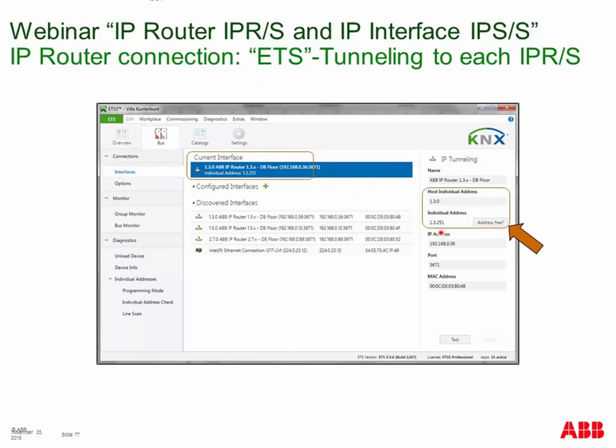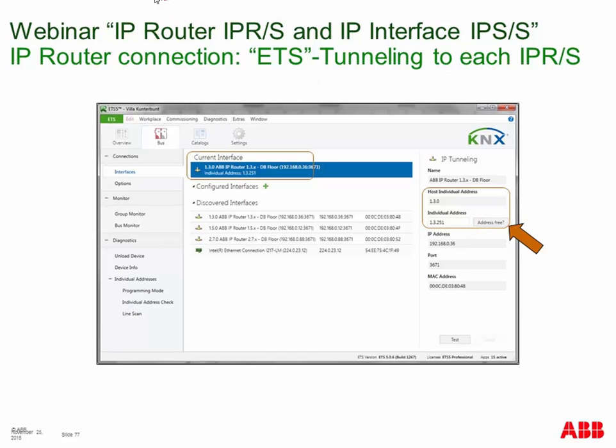Next step, very important, we have to change the address, or check if it's really used. The local address of this interface must be in the line. So we want to have a tunneling connection to the IP router 1.3.0, and then the individual address of this tunneling connection must be 1.3.251, for example.